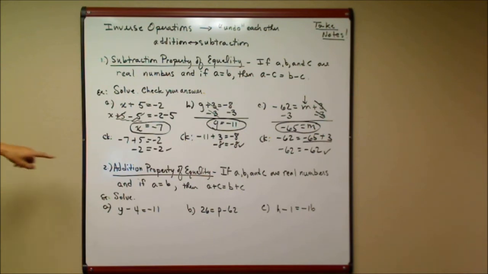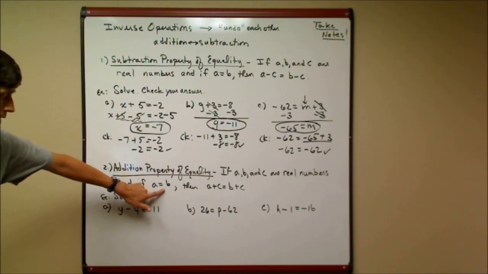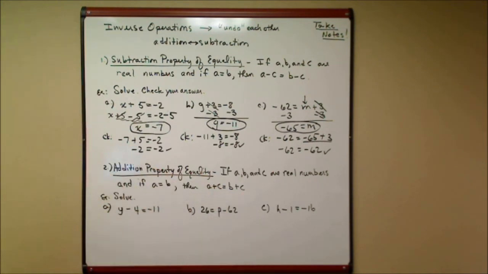All right, the second property, very key, the addition property of equality. If A, B, and C are real numbers, and if A equals B, then A plus C equals B plus C. Now, this is just the opposite. This says that if we have equality, you can add the same number to both sides.